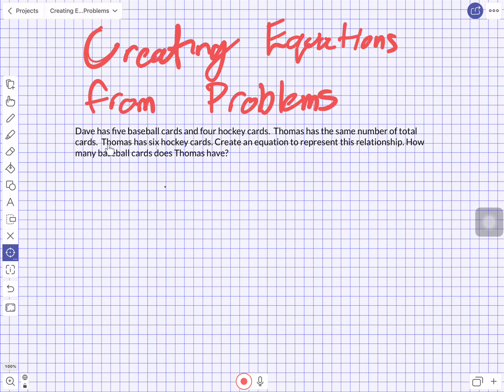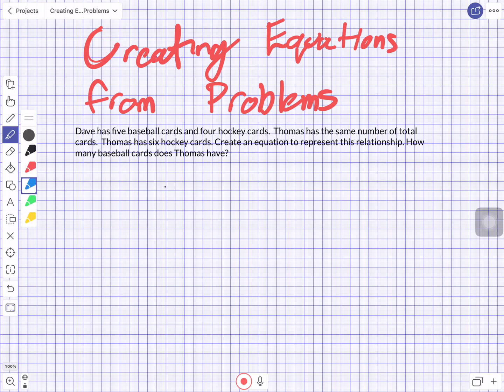So Dave has 5 baseball cards and 4 hockey cards. Thomas has the same number of total cards. Thomas has 6 hockey cards. Create an equation to represent this relationship. How many baseball cards does Thomas have? So, that was a lot of info. So I'm going to go through it here and we're going to try to pick out some interesting stuff.